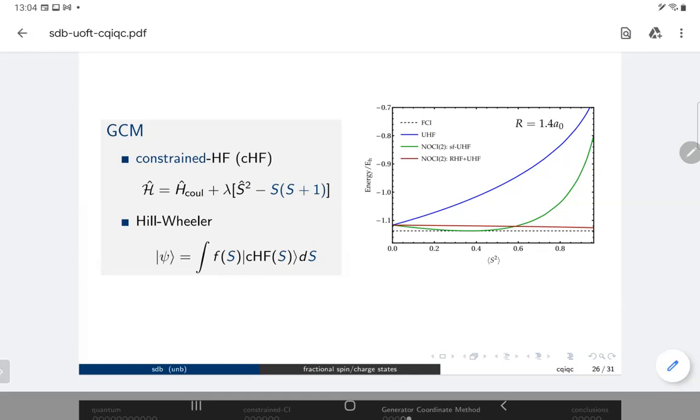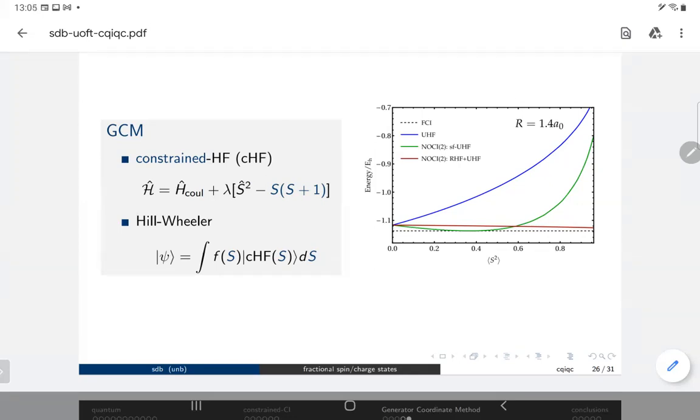I have a few questions, a comment. First of all, I guess one thing to emphasize: this Hamiltonian that you build by adding the constraint, its eigenstates, the states that you obtain by using an approximate ansatz for the wave function, are not necessarily S-square eigenstates, right? Because all you do is constrain the average.